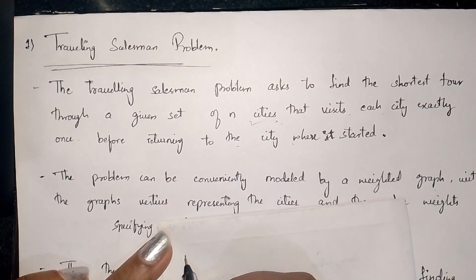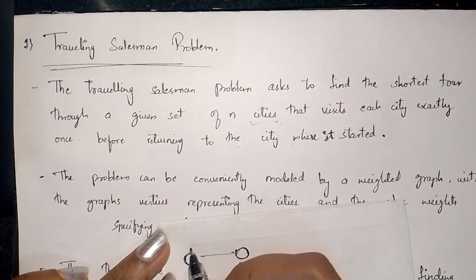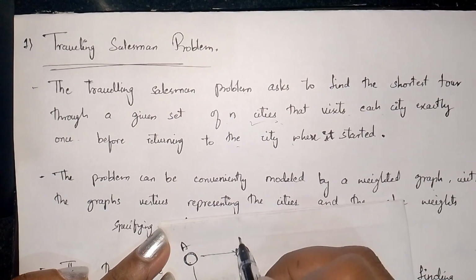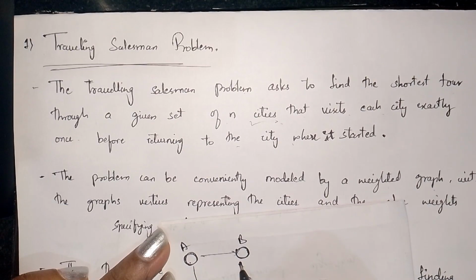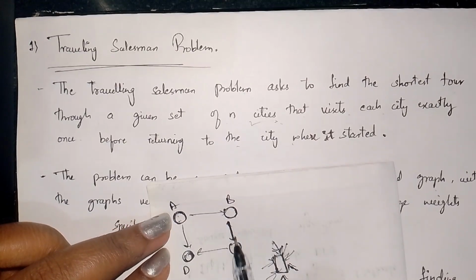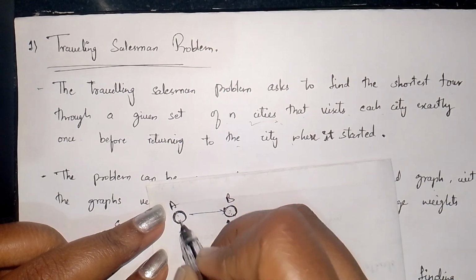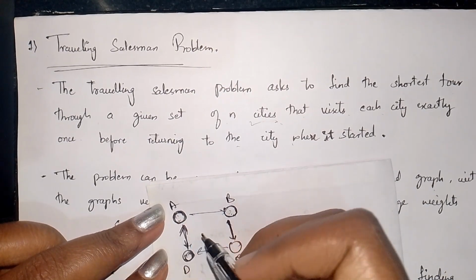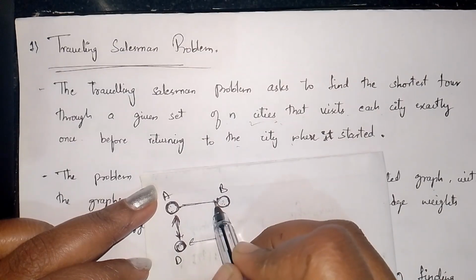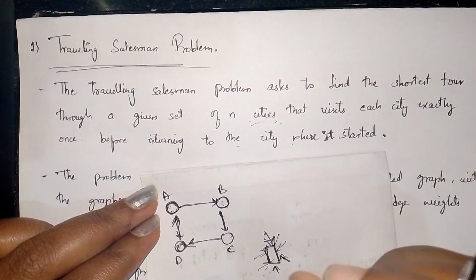Let's consider these nodes as the cities and the edges as the paths. Let's consider the traveling salesman is starting from the city A. Okay, he has started his travel from city A, and he has to visit each and every city exactly once, and he has to return to the city from where he started. And to do this he has to find the shortest path.